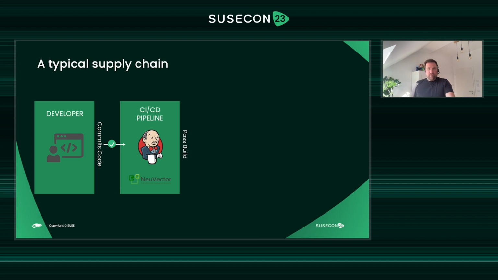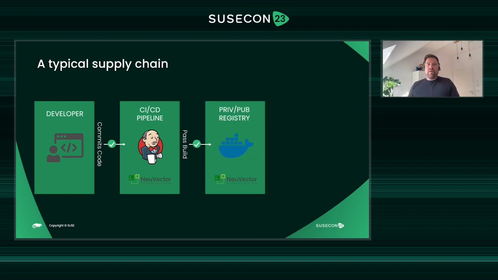and the build passes, the container image is then usually pushed into any kind of private or public, self-hosted or cloud registry. And also there, NeuVector can be integrated and configured to continuously scan all your registries and all the images in there, to then alert you if a new security vulnerability or compliance issue has been found in an existing container image.